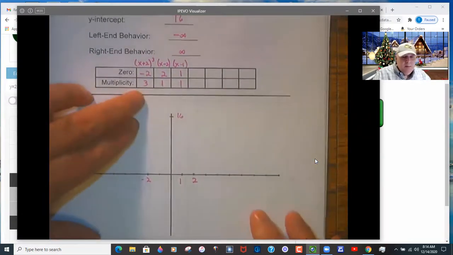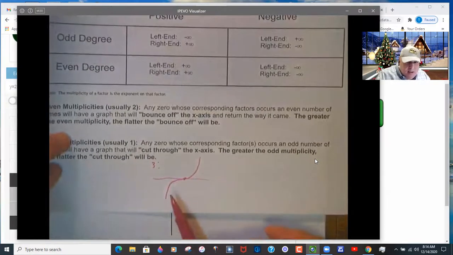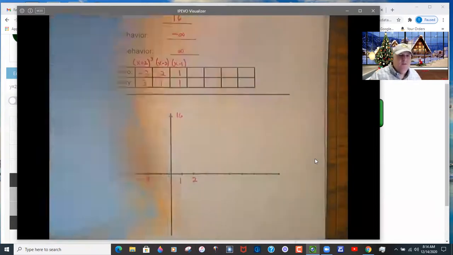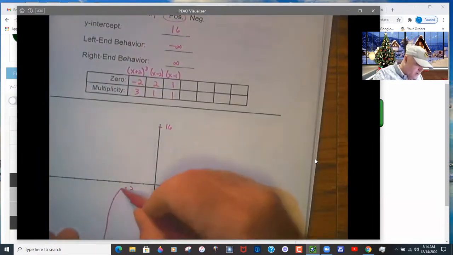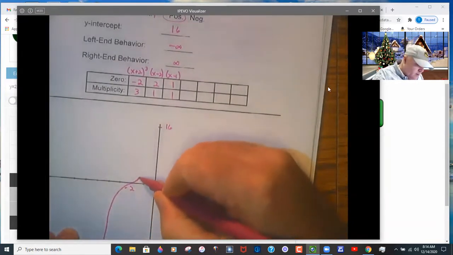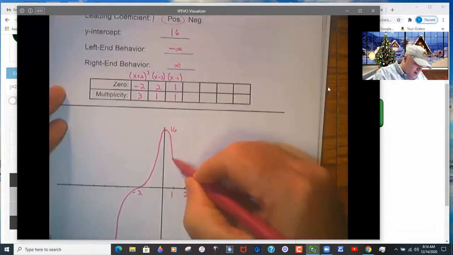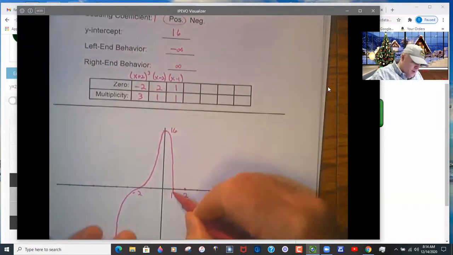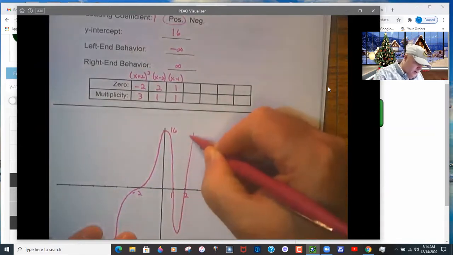So a multiplicity of 3, I drew this out on Thursday. It's going to cut through pretty flat. So as you come up here, try to be a little bit flatter as you cut through this. And then it's going to come up to 16, and then it's going to come down, cut straight through 1 because it's at a multiplicity of 1, and then turn right back around and come up.